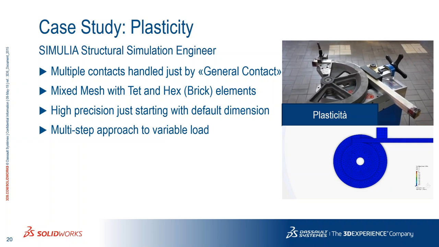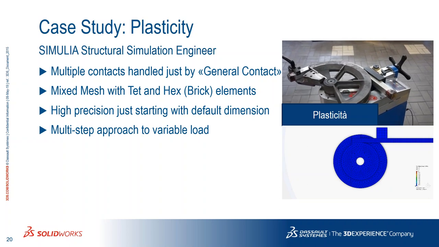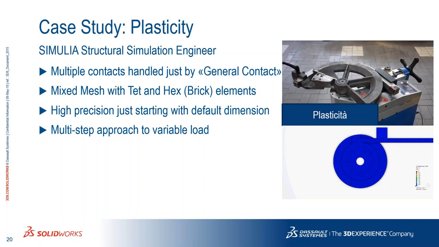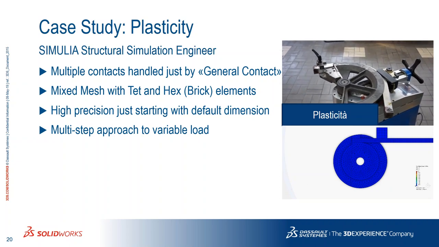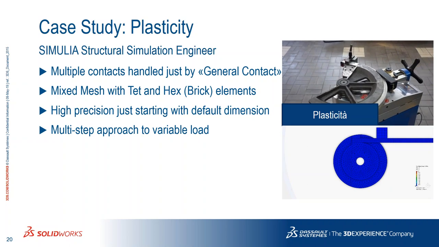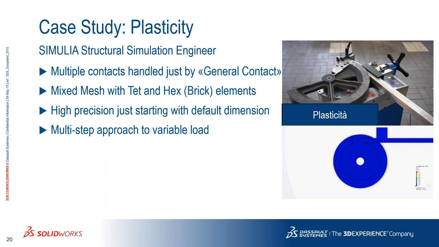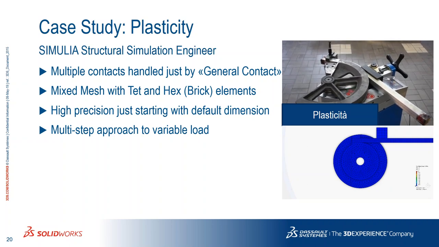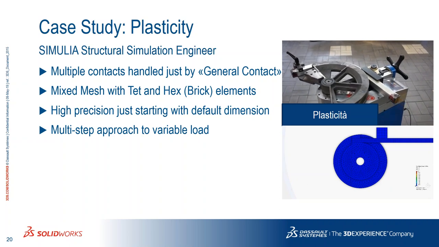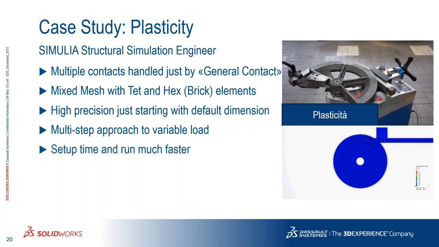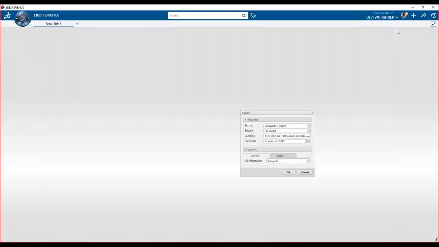And the multi-step approach for the variable load. The multi-step approach means that you can define sub-steps of analysis. For example, for the bending machine, you can just say that in the first step, you want to rotate 180 degrees, and in the second step, you can revert it back, just like that, with no curves, so you don't have to input any points or curves whatsoever. So in this case, the setup time and the run were very, very much faster.